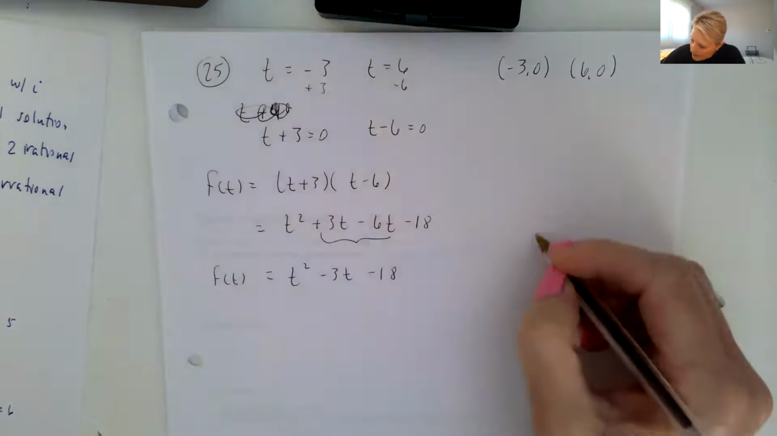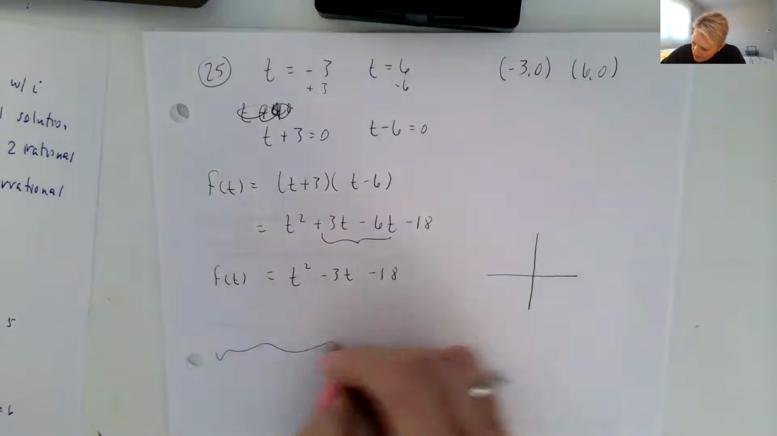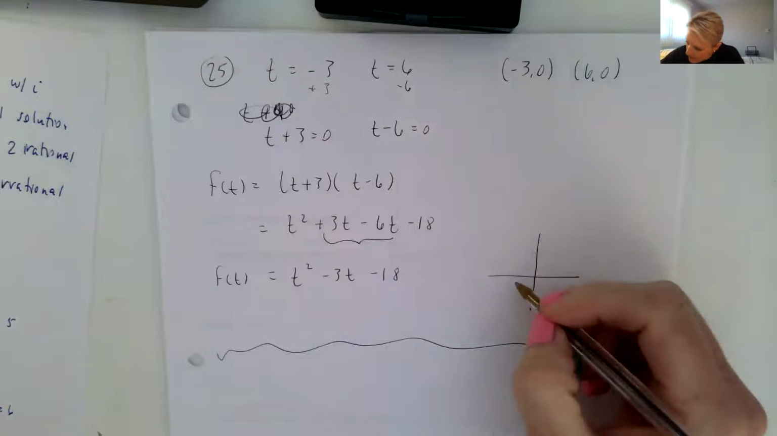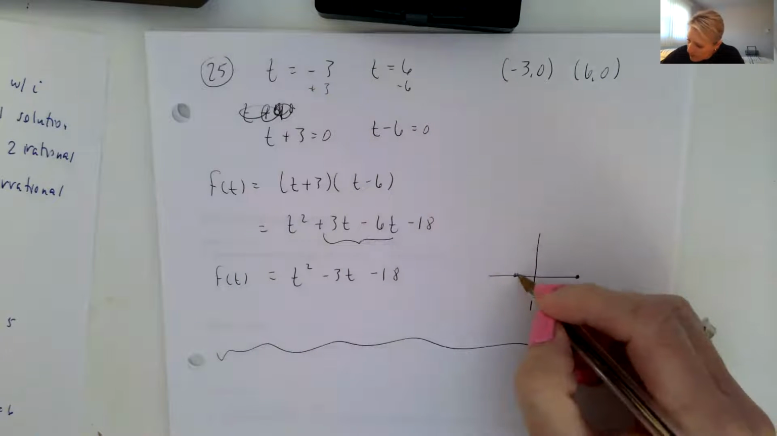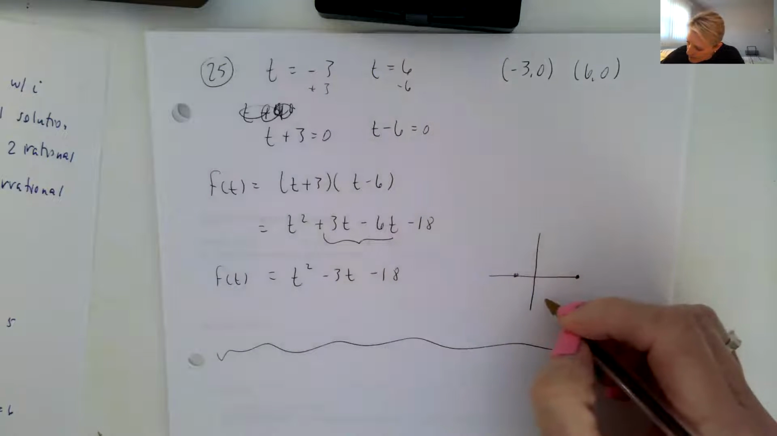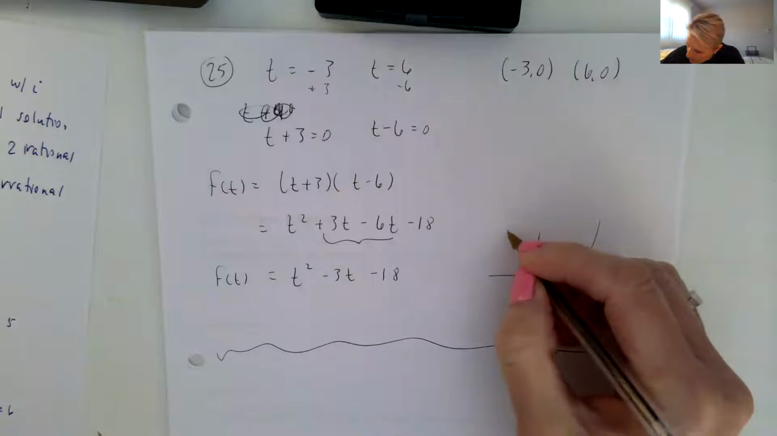And this would go through the points -3, 0, and then 6, 0. And if you put this into Desmos, it's going to be face up, something like this.